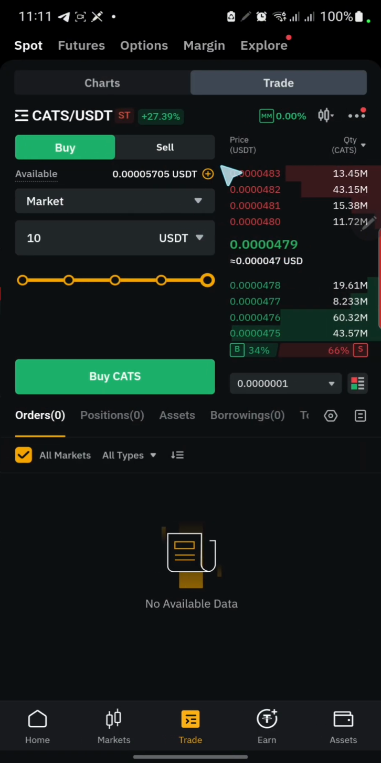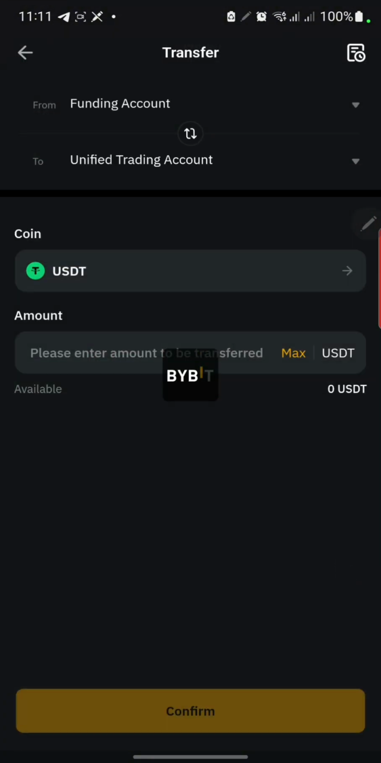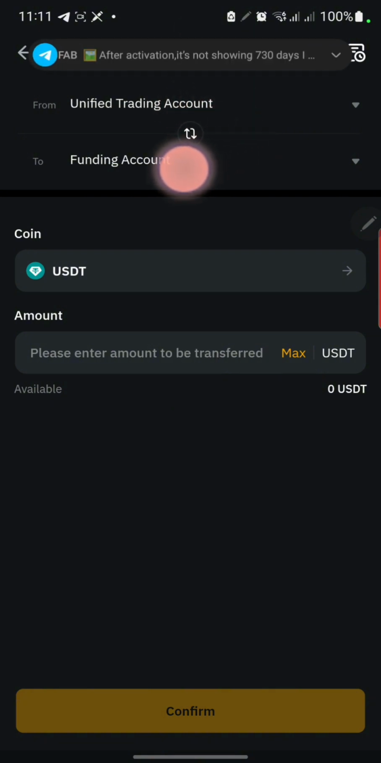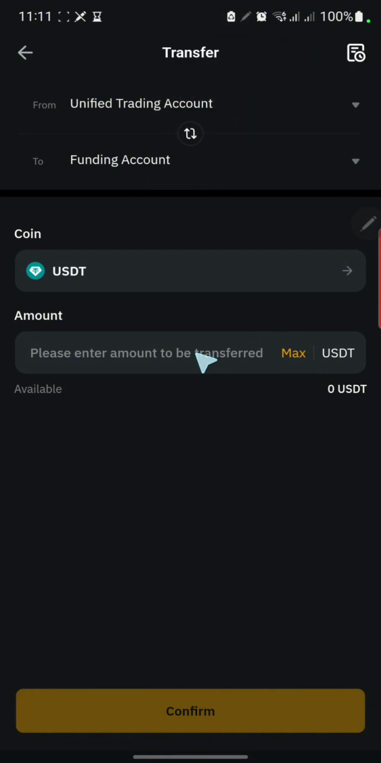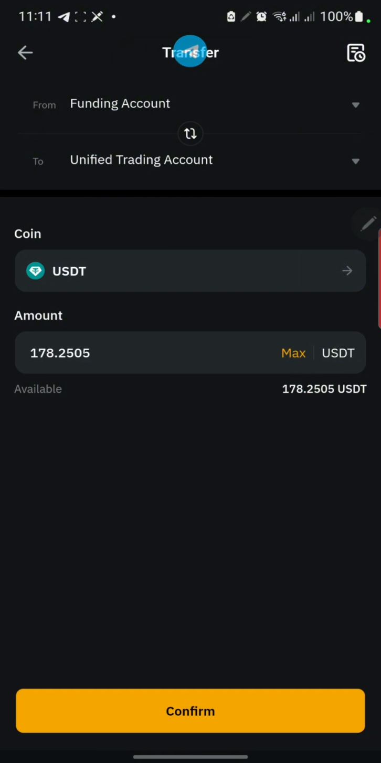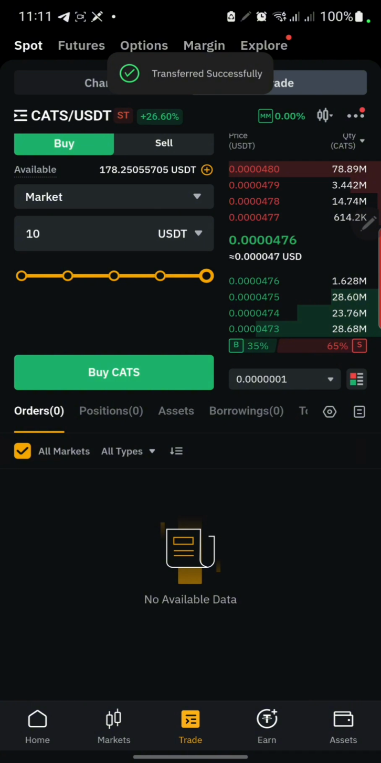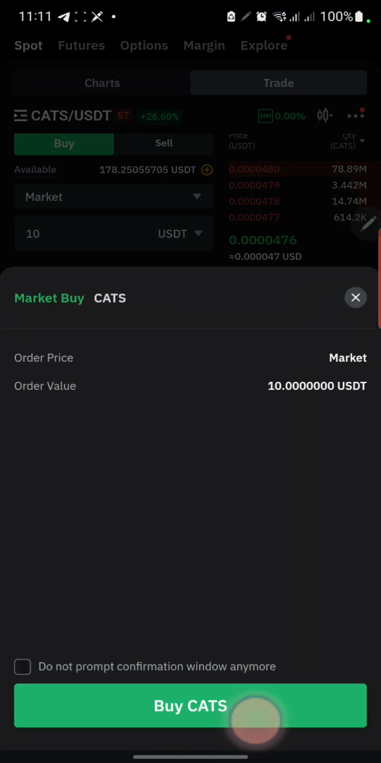But currently there are no funds here. I have to transfer the funds from the funding account to this unified trading account. So I'm going to click on transfer, and this is from funding to unified trading account. You can also click this part here to exchange it. If you click this part here, you can also change it from unified trading back to funding if you want to transfer. So now the next thing I'm going to do is send the USDT I have here. You can see I'll click on max. Then I'm going to transfer it. Now the funds are in the unified trading account. As you can see, it's already showing here. So I'll click on buy.